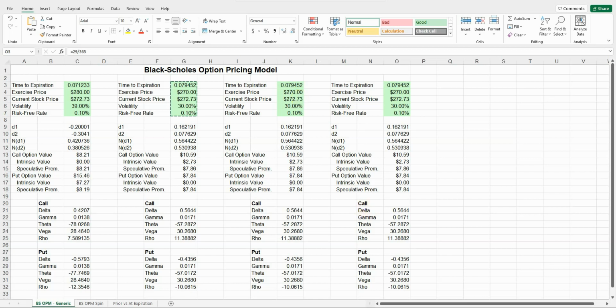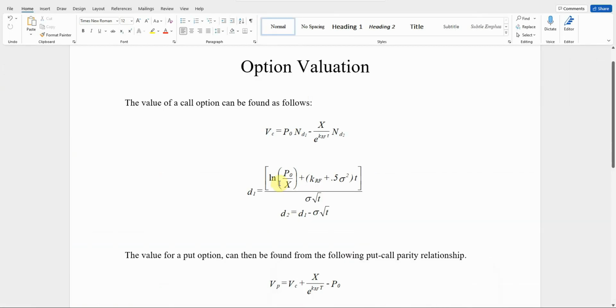Just as a quick reference, here is the Black-Scholes option pricing model. You can see here's the formula for the value of the call. This is equal to the price times the area under the normal distribution up to D1. And here's your formula for calculating D1, minus the present value of the exercise price times the area under the normal distribution table up to D2, and here's D2.